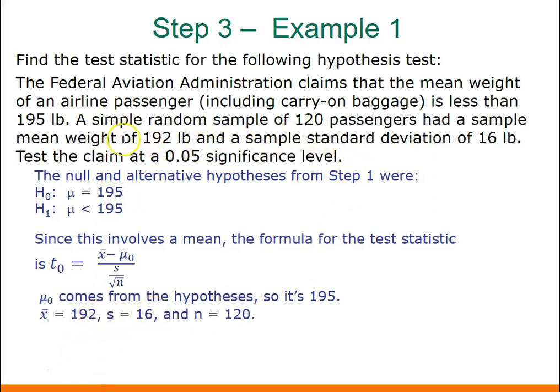So if we go back up here to our sample data information, we had a sample mean weight of 192 pounds, so that's going to be the x bar. A sample standard deviation of 16 pounds, so that's going to be the s. And we had a simple random sample of 120 passengers, so our sample size n is 120. So if we plug all of those things into our formula, we end up with a test statistic of -2.05.